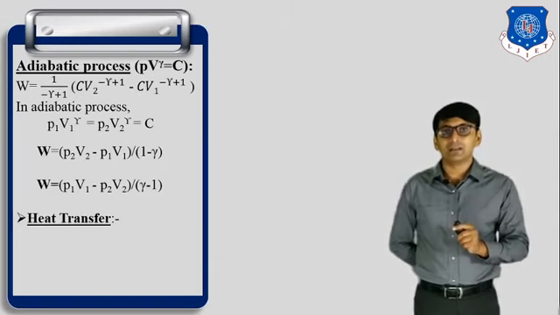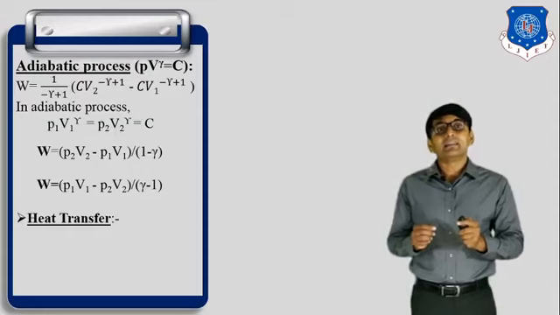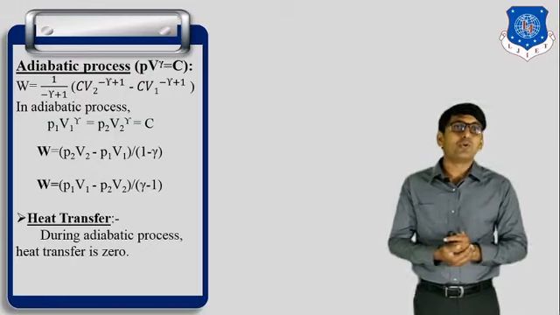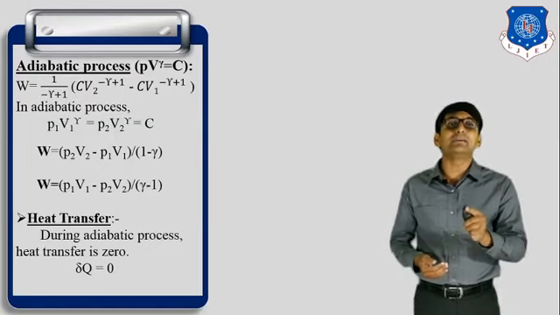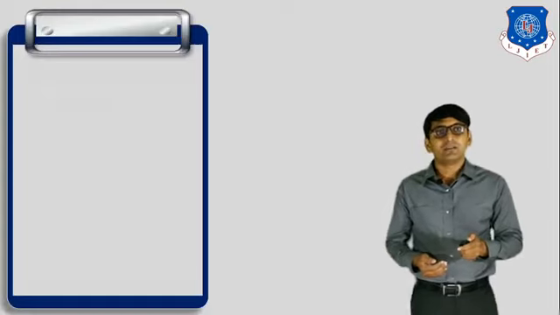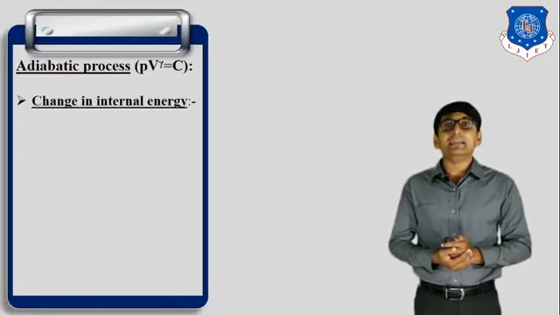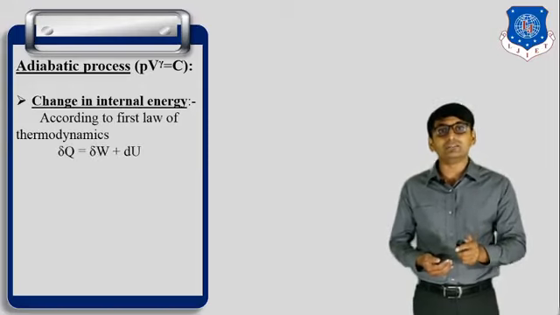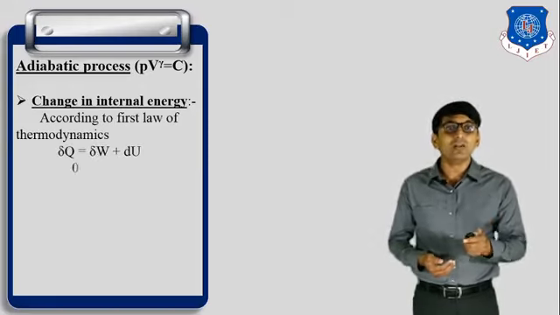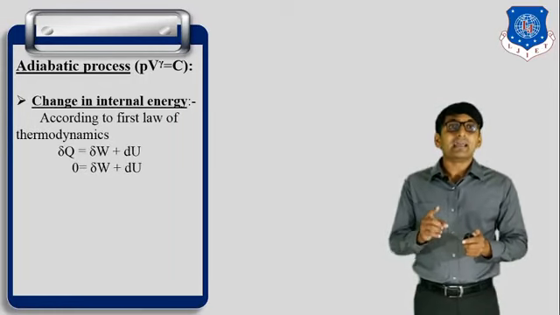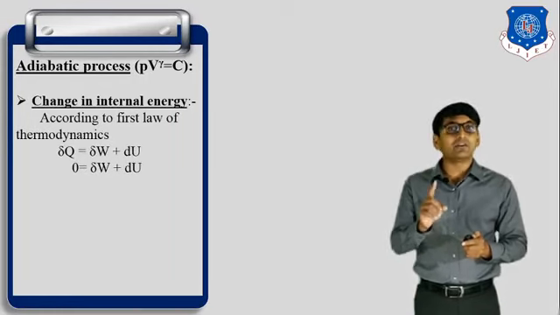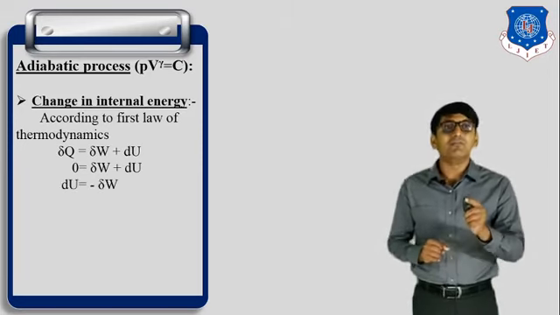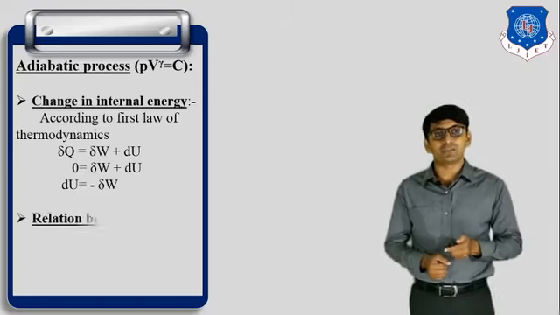Now heat transfer. We know that in an adiabatic process there is no heat transfer, so heat transfer dQ is equal to 0. Third, change in internal energy. According to the first law of thermodynamics, dQ is equal to dW plus dU, and in an adiabatic process dQ is equal to 0. So dU is equal to minus the work done in the adiabatic process.